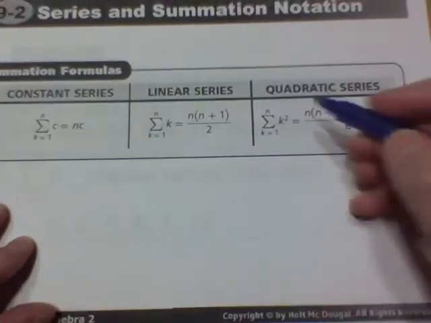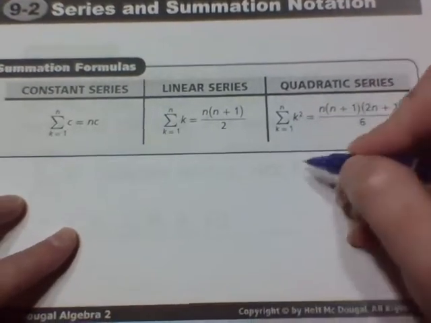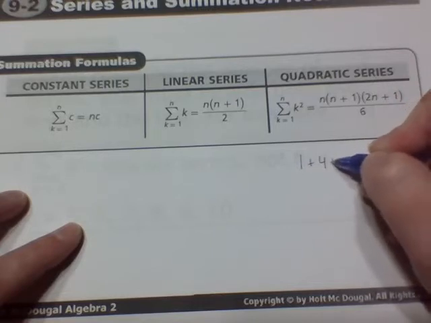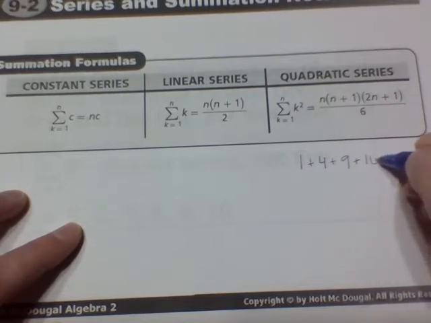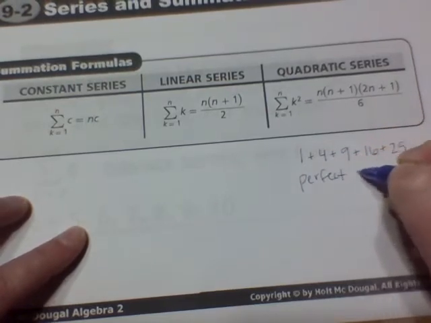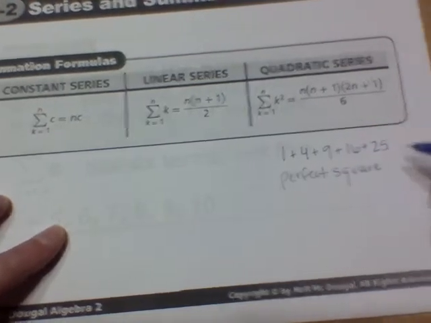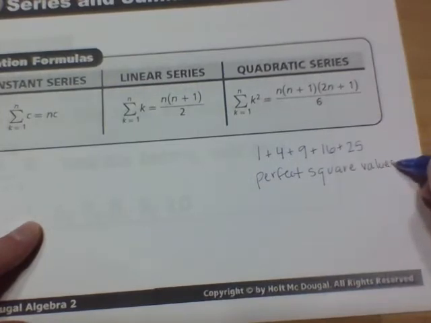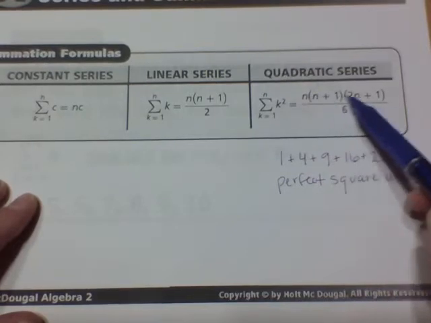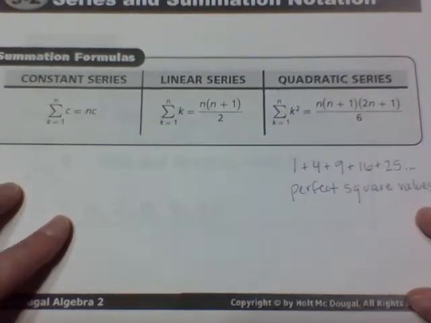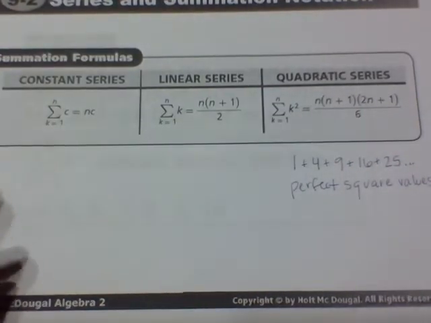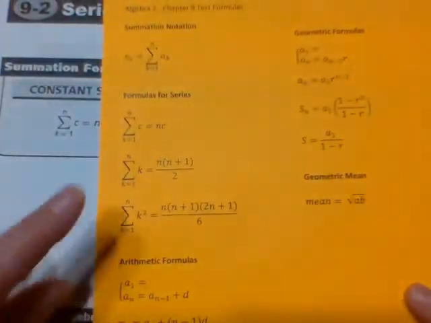This other one here talks about when k is squared. So if we say that we're going to take 1 plus 4, which is 2 squared, plus 9, plus 16, plus 25, so those perfect square values, that's when we're going to use this one. And again, this n value is up here. All right, so these are some formulas, again, that you are going to have on a formula sheet.